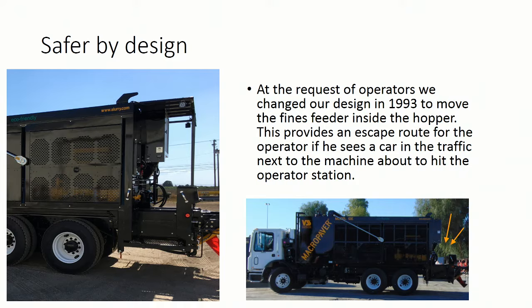And the operators came to us and said, you know, sometimes that traffic's doing speed limit and the construction zone is 25, and sometimes they're doing 60. And sometimes we think that guy might be headed our direction and we've got nowhere to go. So we removed all that equipment. The fines feeder is now part of the hopper. The machine here has a fiber feeder on it, which is encroaching into that area a small amount, but you still see an exit path across that machine. And that was something that was important to our operators, and we consider it safer in this design.